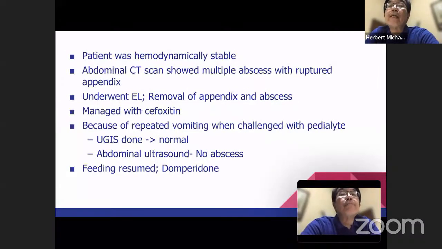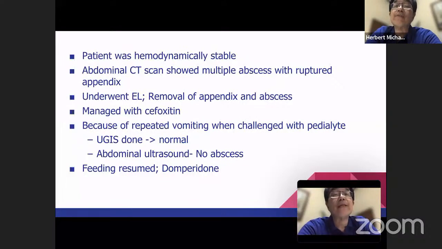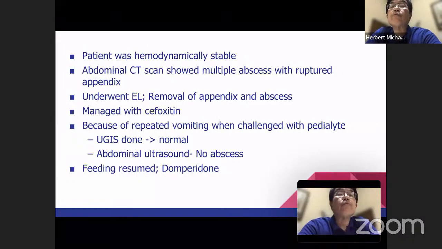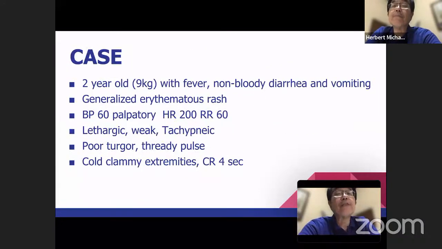Eventually, this patient became hemodynamically stable. Abdominal CT scan, we were able to do that, and it showed multiple abscesses with a ruptured appendix. So the patient underwent exploratory laparotomy with the removal of the appendix and cleaning up of the abdomen, managed with cefoxitin. And because of the repetitive vomiting by history, when challenged with Pedialyte, the patient again vomited. So we did an upper GI series and it showed that there was no obstruction. Abdominal ultrasound was done. There was no abscess. So we decided to resume the feeding, but this time making it slower and added domperidone. Eventually, the patient went home.